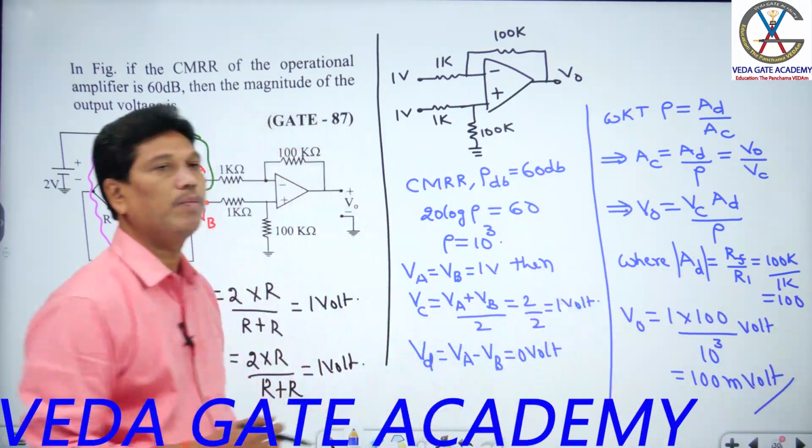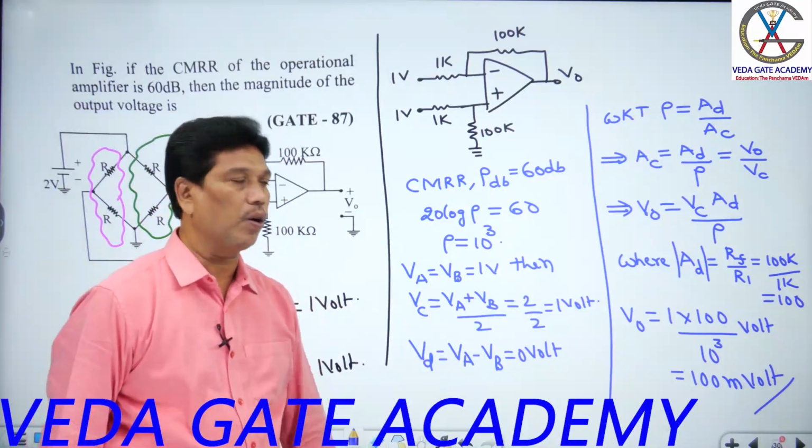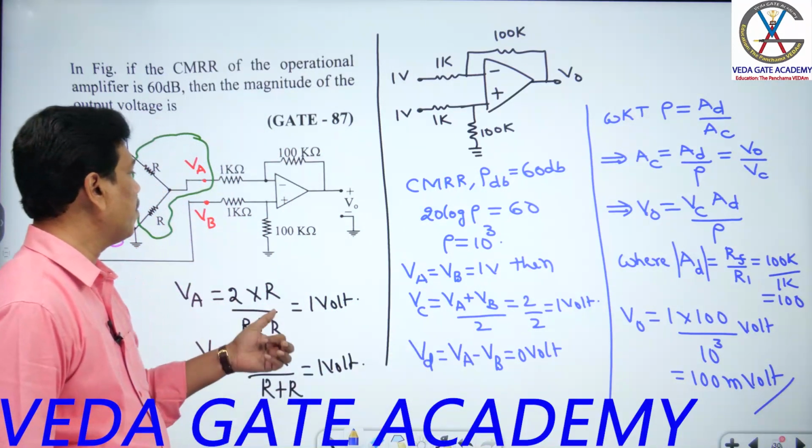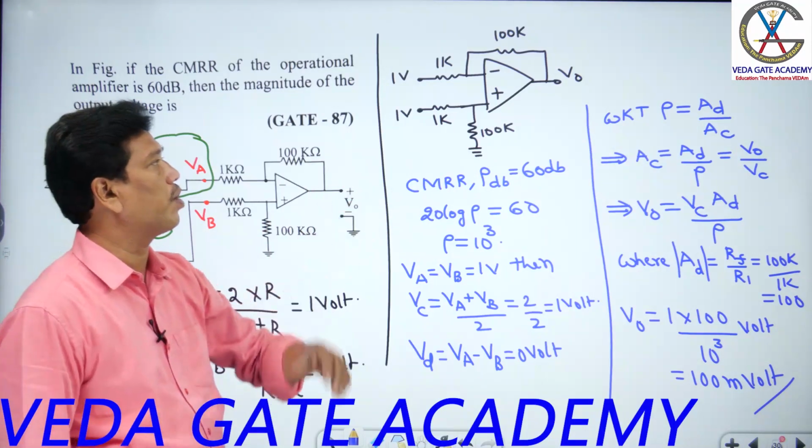So that output V0 becomes how much, students? 100 millivolt you can get. What is that output, sir? That equals how much? 100 millivolt. So the option for that one is 100 millivolt.